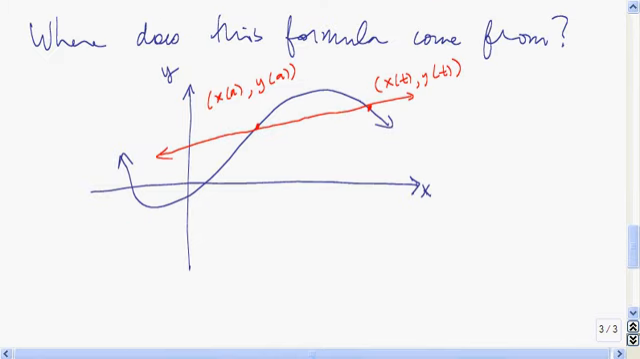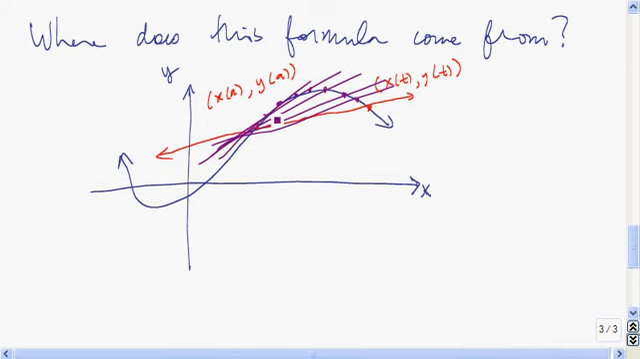Okay, let's see where the slope formula comes from. So suppose I have this curve here, which is defined by the parametric equations x of t comma y of t. I want to find the slope of the graph of this at this point x of a comma y of a. So what I do is I find another arbitrary point on the graph called x of t, y of t. Then the way that I get the tangent line is I take this secant line and I let the point x of t, y of t get closer and closer and closer to the point x of a, y of a.